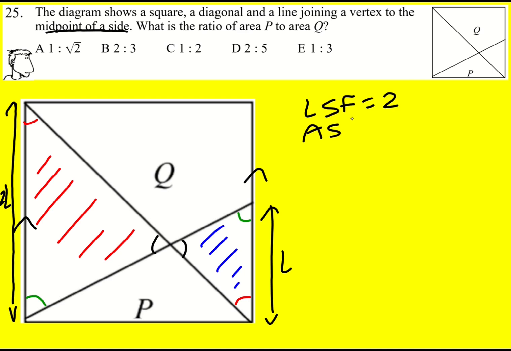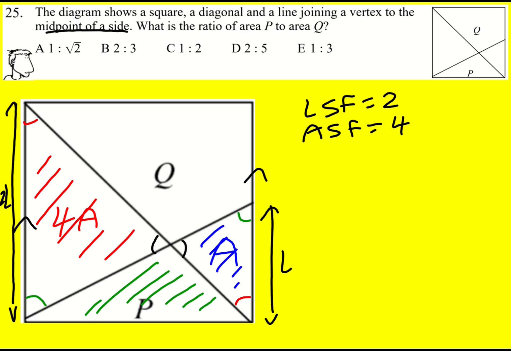And that means the area scale factor is 2 squared, or 4. The area of the red triangle is going to be 4 times the area of the blue triangle. So if I say that the area of the blue triangle is capital A, then the area of the red triangle is going to be 4 times capital A. And we're on our way to being able to work out the ratio of area P to Q, because I can now do one other thing, and that is I'm going to think about the green triangle.